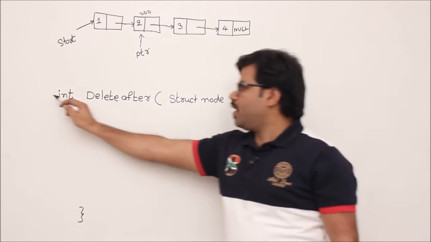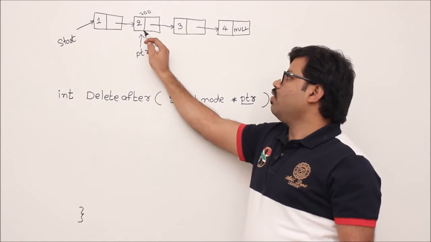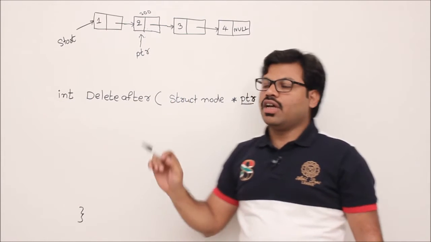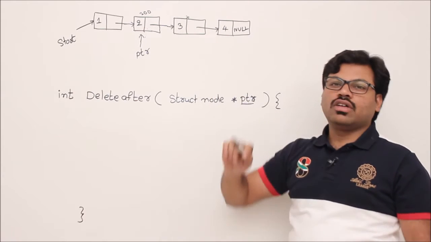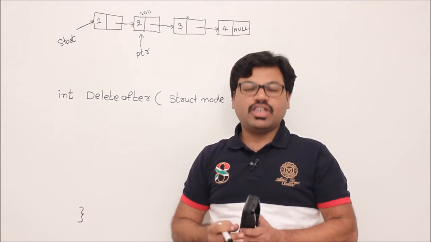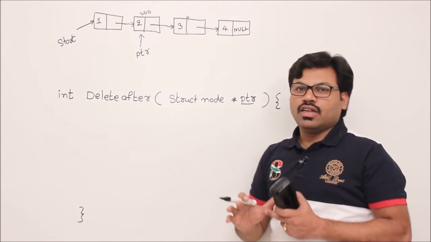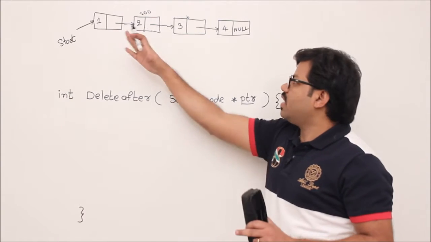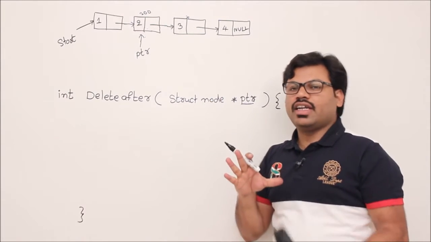So whenever the program begins, ptr is going to point to the desired or given box, and we are going to delete the one after it. Then what should be the instructions? We'll see one by one. First, pictorially. As a human being, if this is really a physical linked list, how I delete, I will tell you.